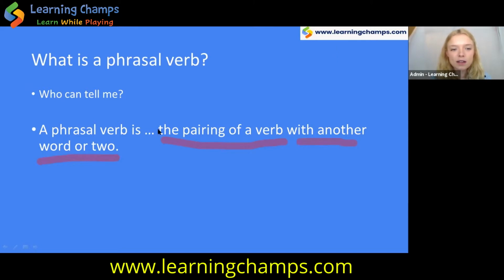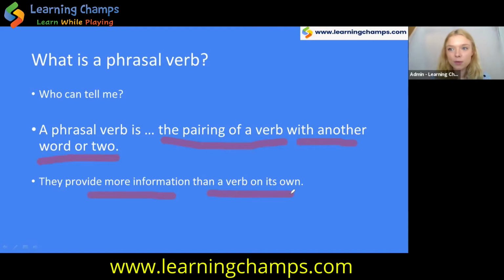Okay, so a phrasal verb provides more information than a verb on its own. So when we add another word to it, it gives us more information. We can understand better about what's happening. Is that okay? I get it now. You get it now, that's good.